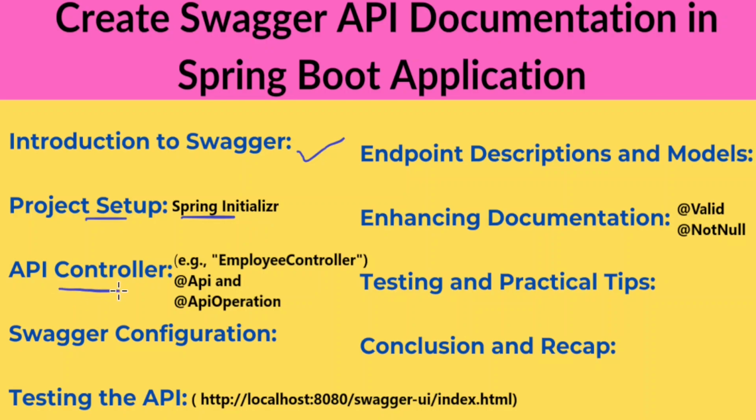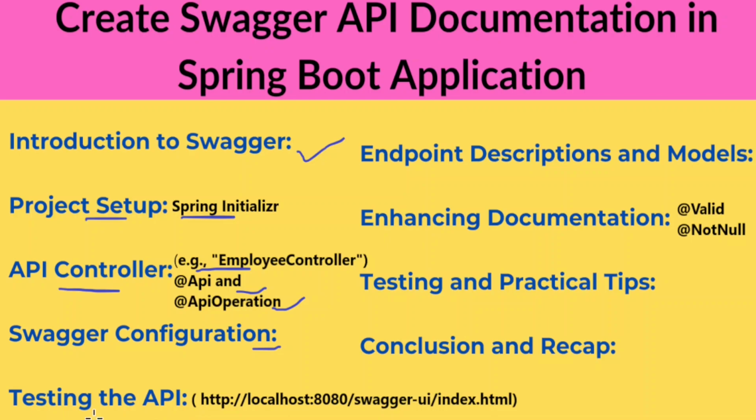Next topic is proceeding forward. We will immerse ourselves in crafting an API controller, for example, employee controller. Here, we will avoid covering CRUD operations. Instead, we will introduce Swagger annotations like @Api and @ApiOperation and explain how they enhance the API documentation. Next one is Swagger configuration. We will explore the need for a Swagger configuration class and demonstrate how to create a Docket bean using @Bean. We will discuss package scanning and URL path configuration within the Docket.